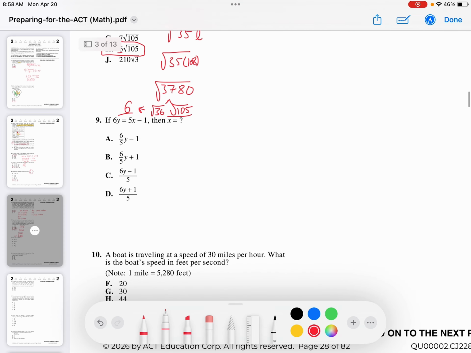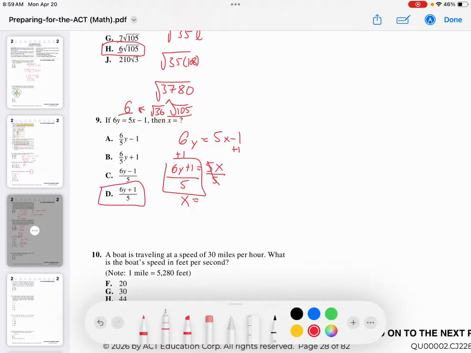Number 9. If 6y equals 5x minus 1, then x equals. So let's see, if I've got 6y equals 5x minus 1, basically the idea is to get the x by itself, and so I'd start by adding 1. That would give me 6y plus 1 equals 5x. Then I need to divide both sides by 5 to cancel that out. And so this right here is what I'm looking for. 6y plus 1 over 5 should be our option there.